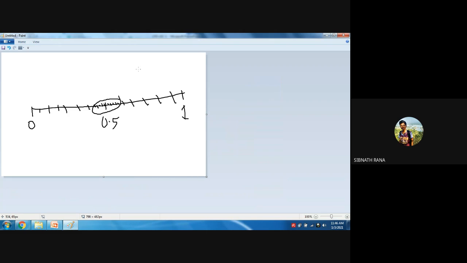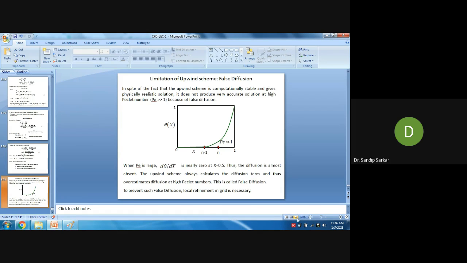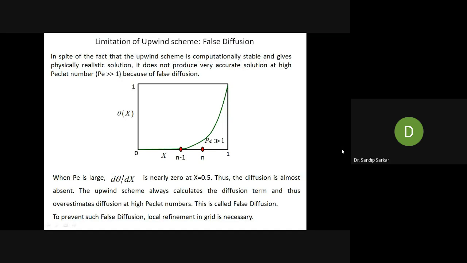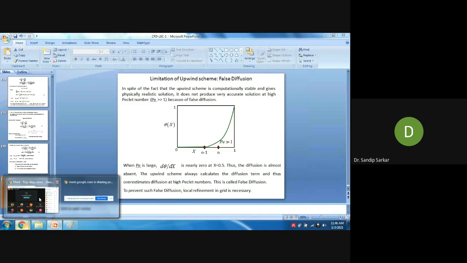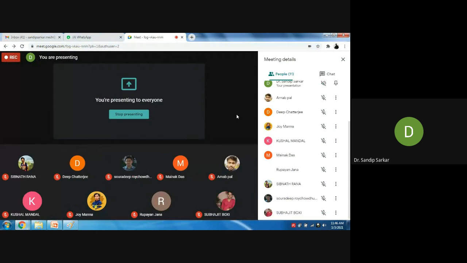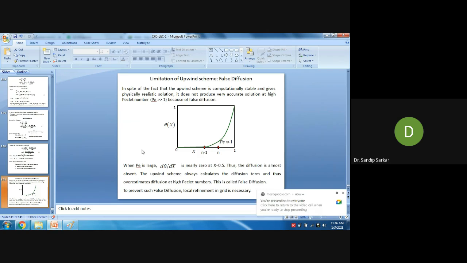Yes, sir. Okay. Any other question? Have you understood this concept of false diffusion? Yes, sir. Okay. Any other question from any of you? Shivnath, any question? No, sir. Okay.